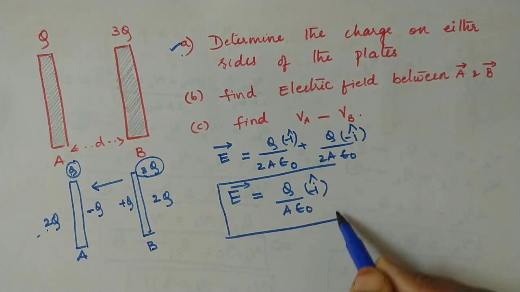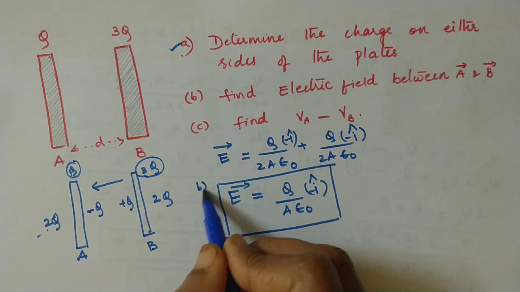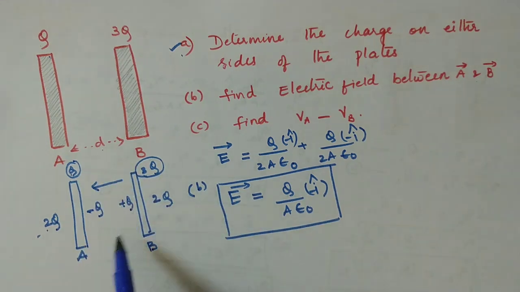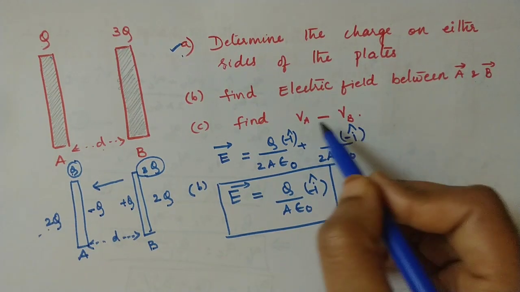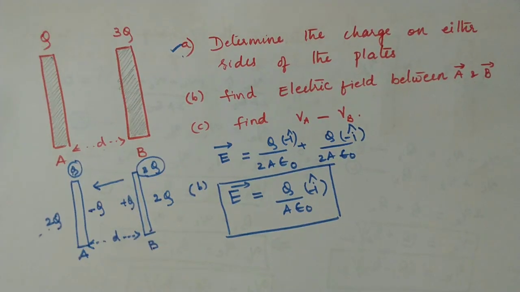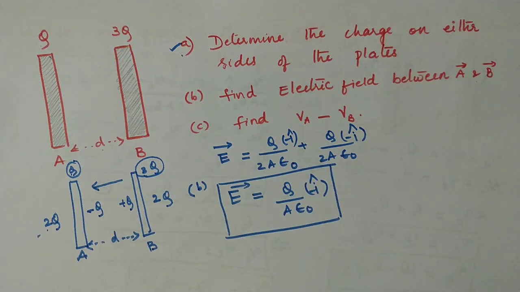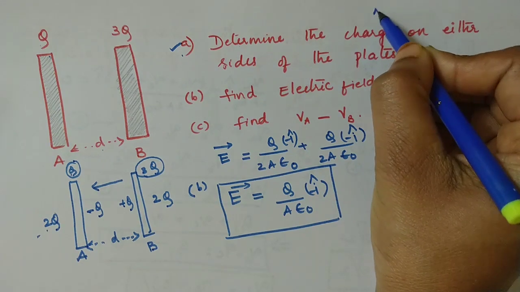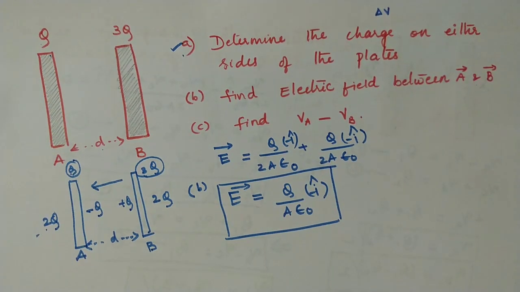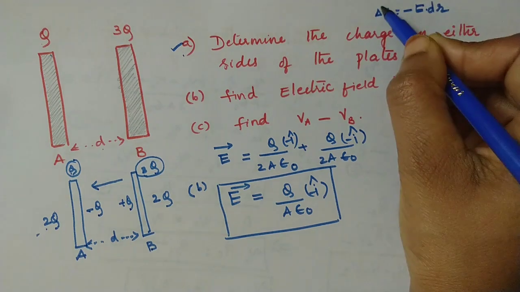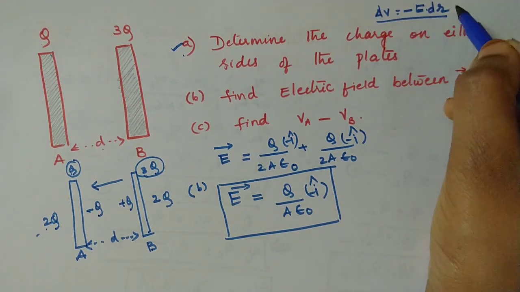See, we have got the answer for the B bit also. Now come to the C bit. If the distance between the plates is D, we want VA minus VB. Before we solve this question, just to recollect, we have already studied the relation between electric field and potential. We remember that delta V or dV is equal to minus E into dr. Hope you remember this relation.